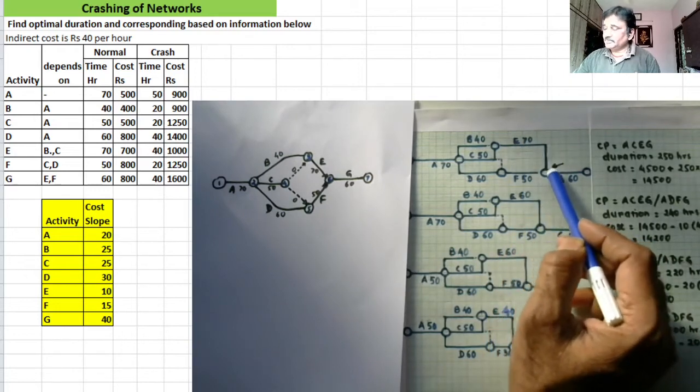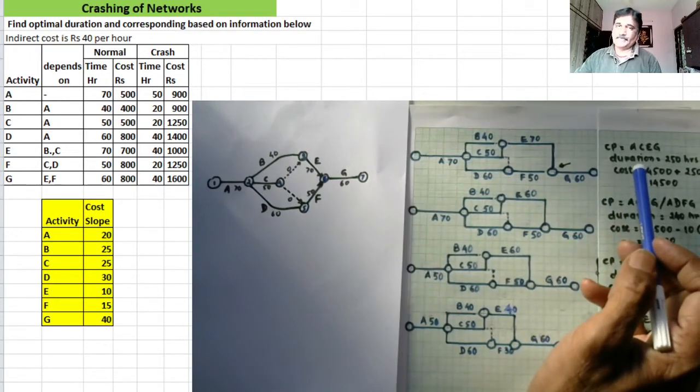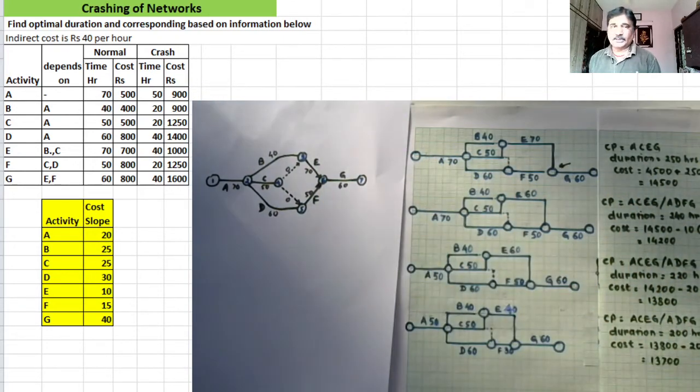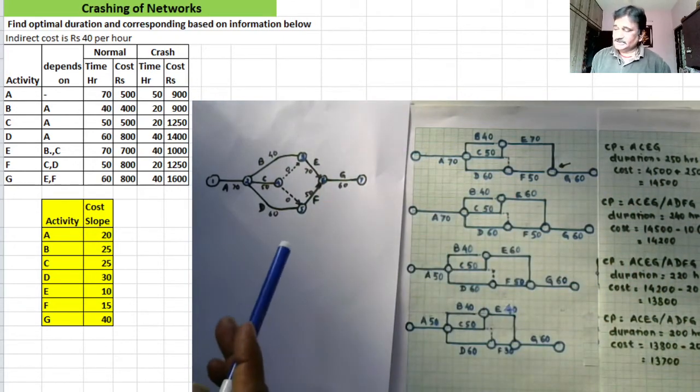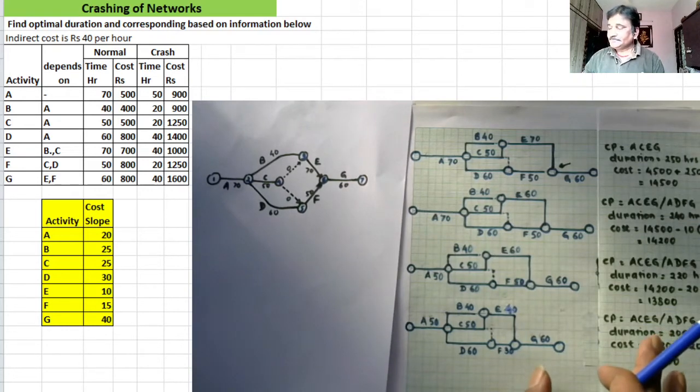So from this E, activity G will be starting. Activity G duration is 60 hours. So this is how this network is converted into a time scaled version. You can draw this time scaled version directly from the dependency information as well, with a little bit of practice.